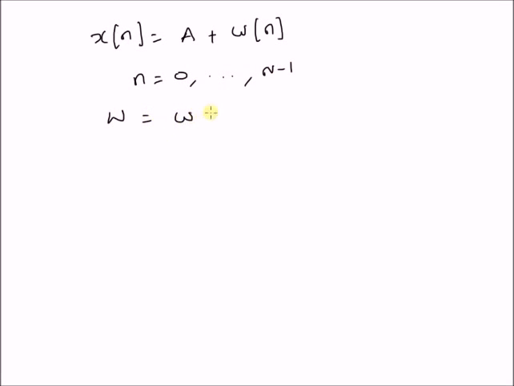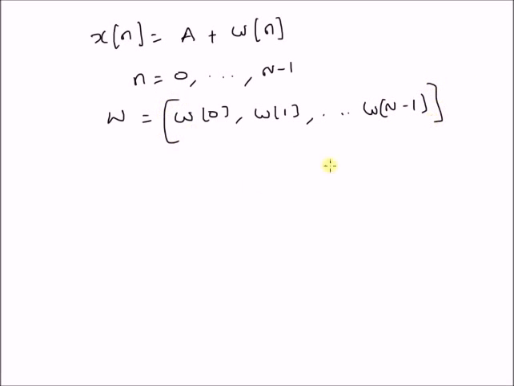Hello, welcome. In this short video, let us look at the CRB derivation for a parameter in a linear model where we have colored noise. That is, given the linear model x of n equal to A plus a noise component w of n, for n equal to 0 to N minus 1, we can rewrite the noise as a vector w, which has the components w of 0, w of 1 up to w of N minus 1.